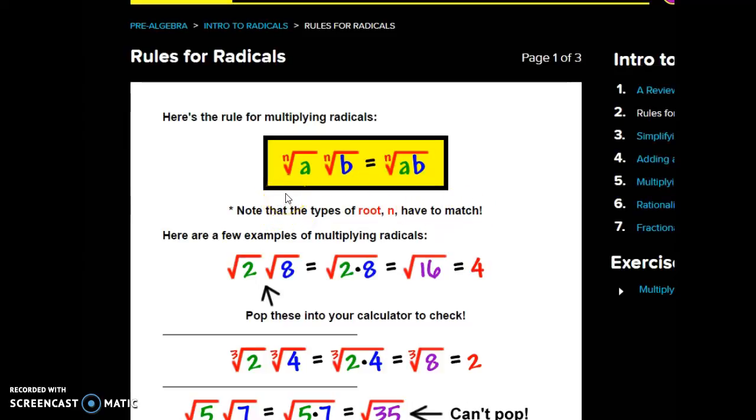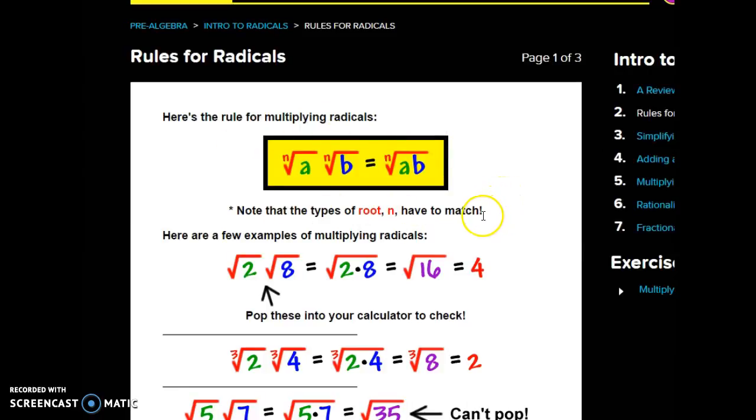I'll read what it says first. It says the n root, which of course we're only working with squares, so you could pretend that n is a 2: the square root of a times the square root of b equals the square root of a times b. That is a correct interpretation of multiplying radicals.